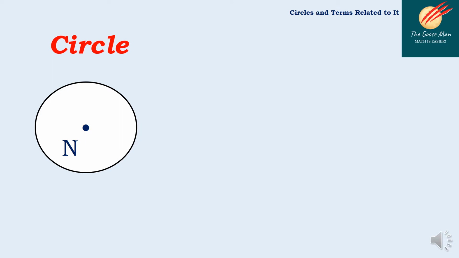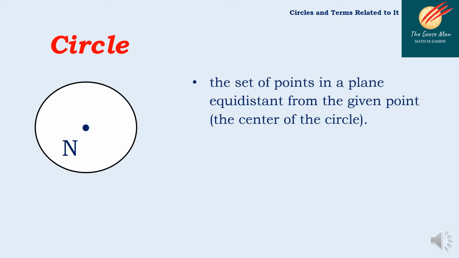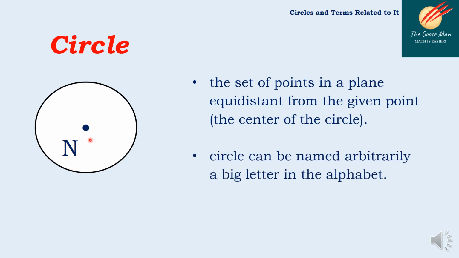So let's have the definition of circle. This is the set of points in a plane equidistant from a given point called the center of the circle. From our illustration, the center of the circle is point N, and the circle can be named arbitrarily by a big letter in the alphabet. Specifically in the figure, this is what we call circle N.